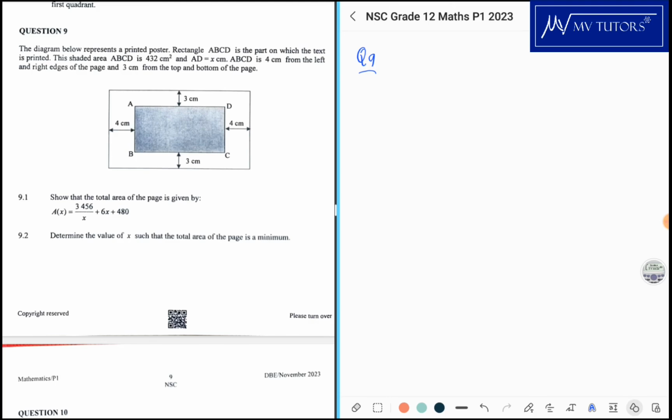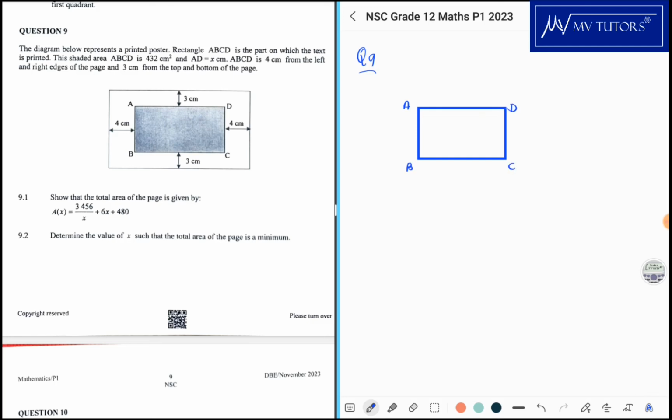I just want to deal with the printed portion. Now we know that the area there, this is A, B, C, and D, is 432 centimeters squared, and they told us that AD is x. So if AD is x, BC would also be x. They didn't say anything about AB or CD, so I'm just going to say that's y.